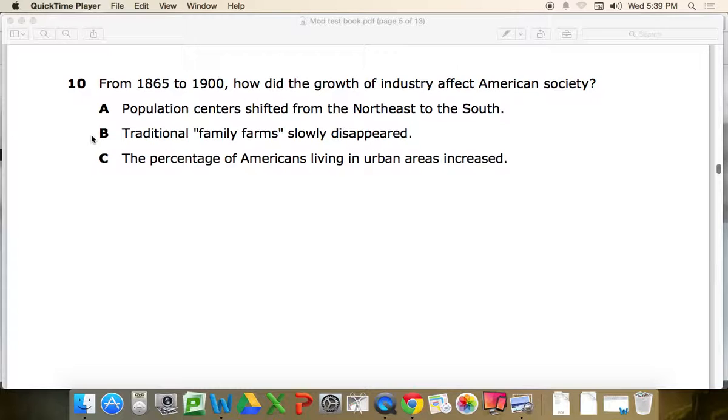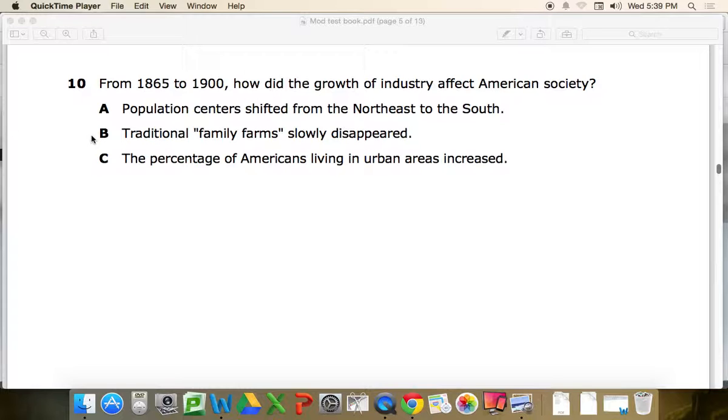So this should help all of you, even the ones that have met the standards or even maybe got an 80 or 90 on the test. If you're really wanting to know perhaps what question you missed, this will help you do this without having to use class time. So the first question that was the most missed is question 10, that talks about how did the growth of industry affect American society.